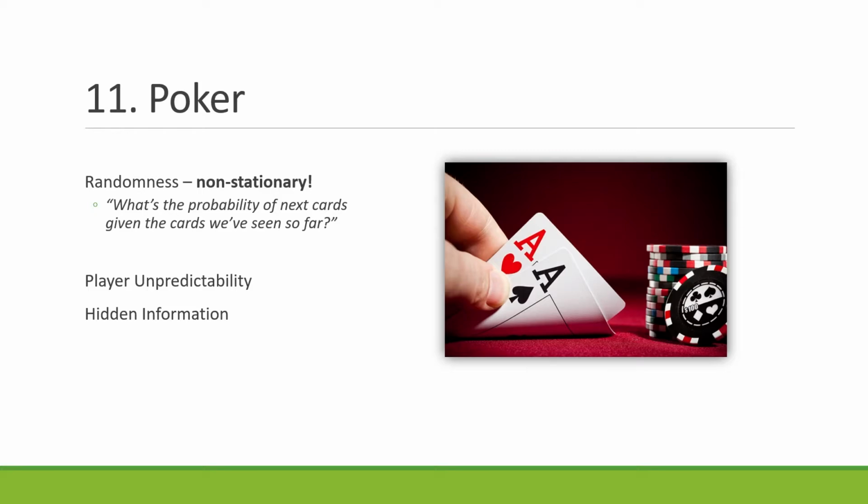But this distinction between stationary and non-stationary randomness is kind of crucial, right? One kind of randomness is not going to change over time, versus the other one will change over time, and those require different kinds of understanding. And poker, of course, has player unpredictability and a large amount of hidden information which the player is trying to figure out.